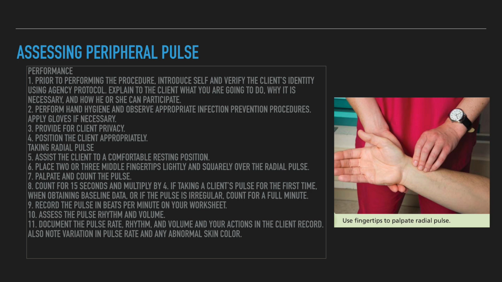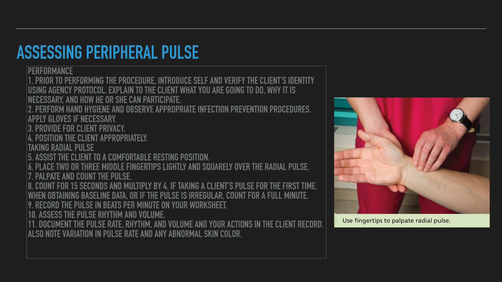Then, press against radial artery to obliterate pulse, then gradually release pressure until you feel pulsations. Assess for regularity and strength. Rationale: moderate pressure is needed to accurately assess the pulse's rate and regularity. Then, if pulse is regular, count pulse for 30 seconds and multiply by 2.